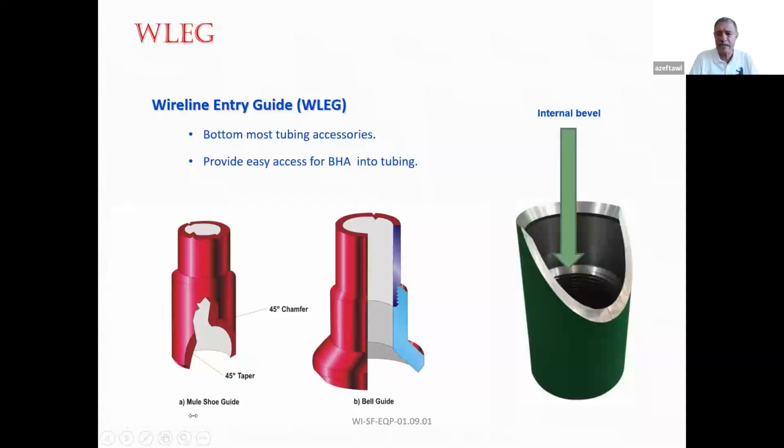The mule shoe is the other. It has an advantage, of course, because the diameter is smaller, so you can pass through liners, for example. Anyhow, each one has an advantage and disadvantage.